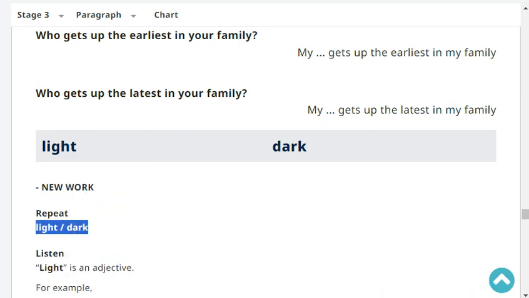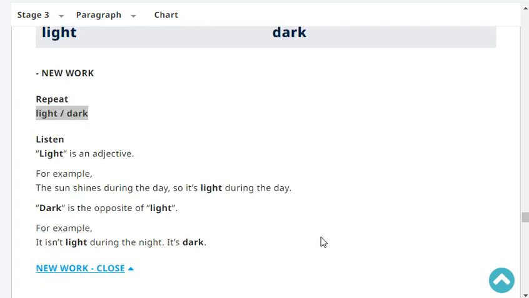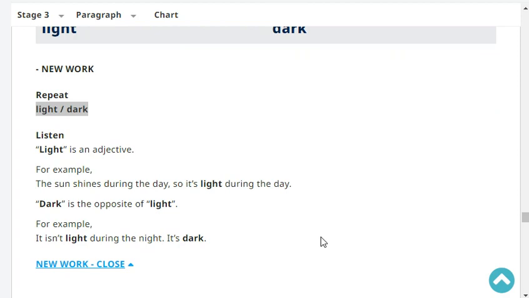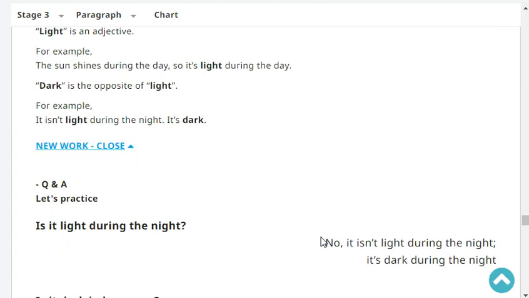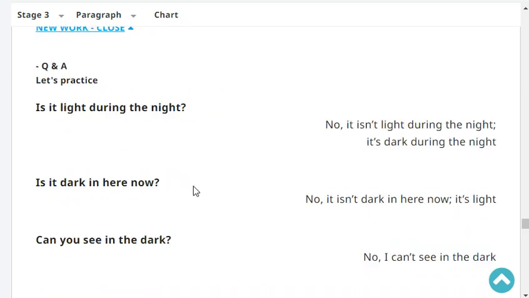Light. Dark. Very good. Okay, listen. Light is an adjective. For example, the sun shines during the day, so it's light during the day. Dark is the opposite of light. For example, it isn't light during the night. It's dark. Let's practice.